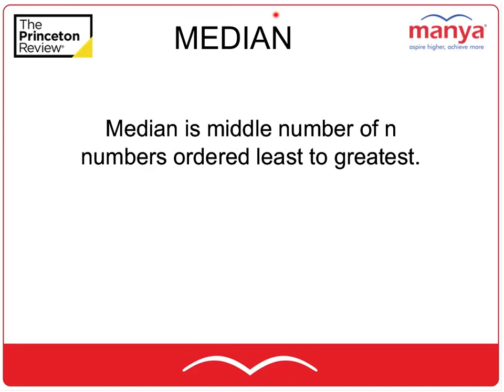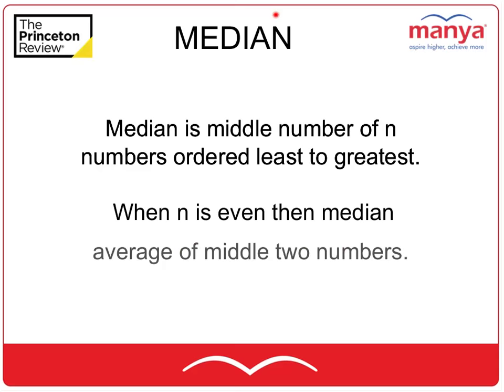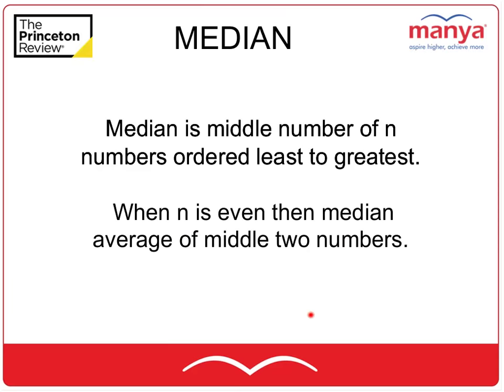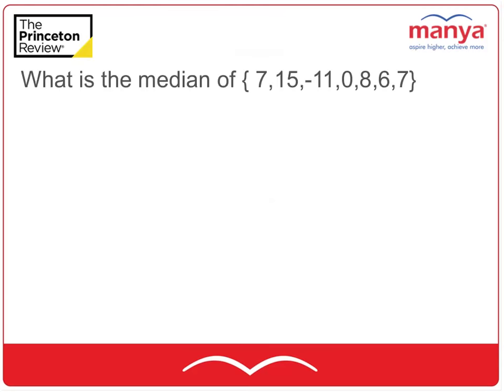So let us see some examples of how to get the median. When an odd number of terms are there, you will have one middle value. But when the number of terms is even, you will have two middle values. So you have to take the average of the middle two numbers. So a simple example for that. What is the median of 7, 15, minus 11, 0, 8, 6, 7? So what is the first important step?